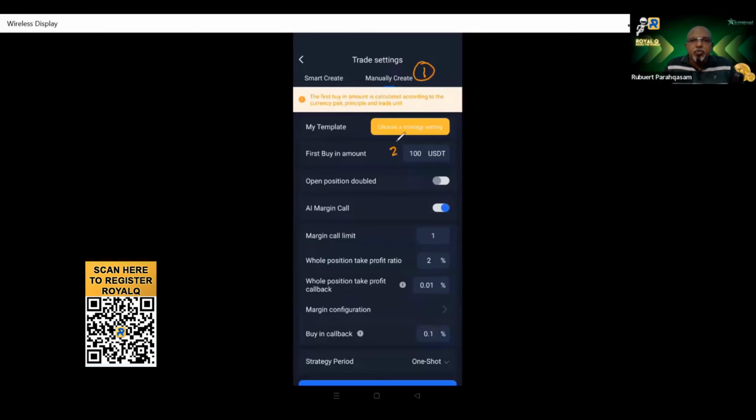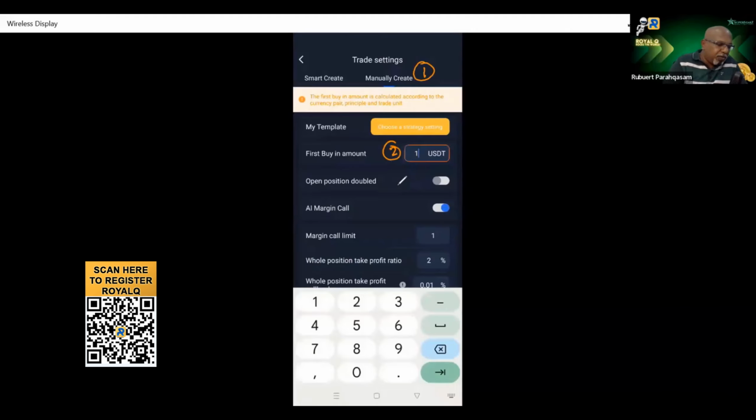Number two, you're going to set up the price at which we are going to buy. So we are going to buy for $15. Do not buy less than 15. If you buy less than 15, you may run into errors when the robot is trying to sell. So the minimum you should buy is 15. That's the smallest, $15. You should be safe.